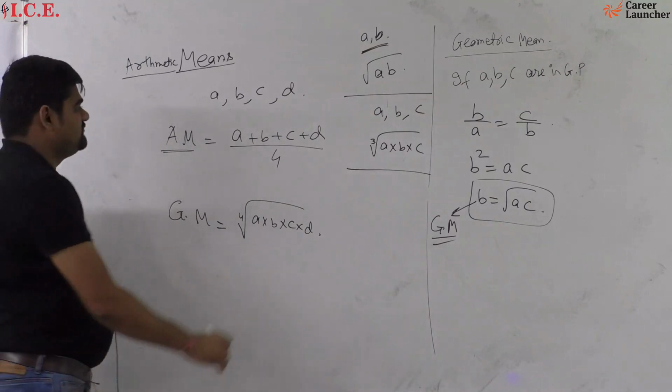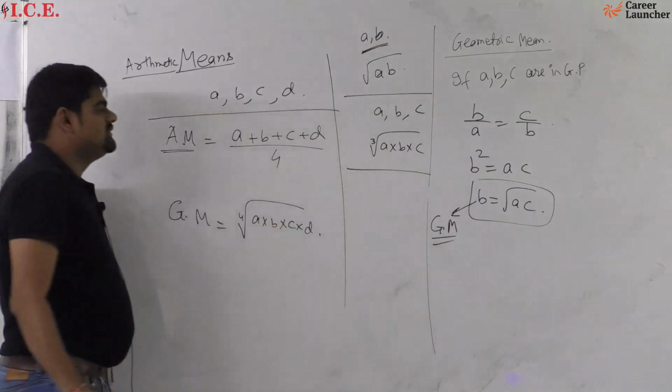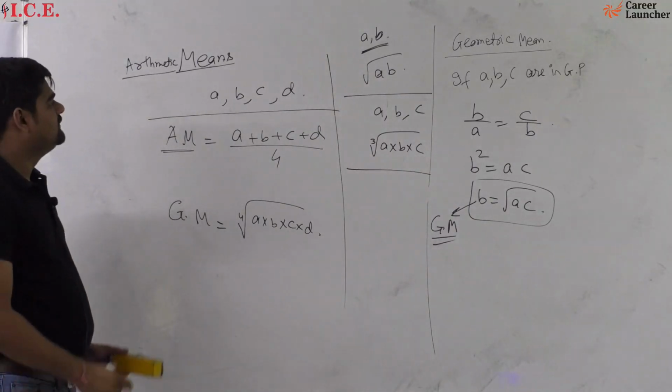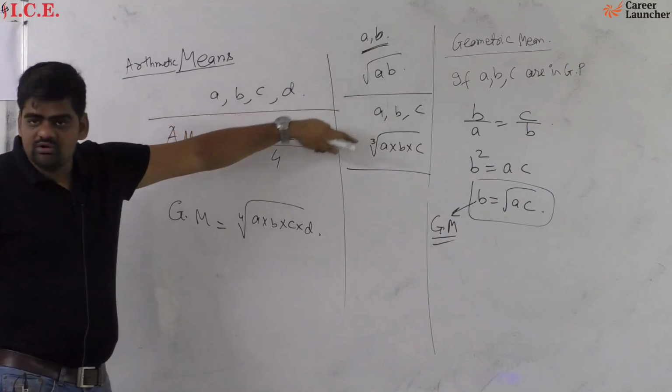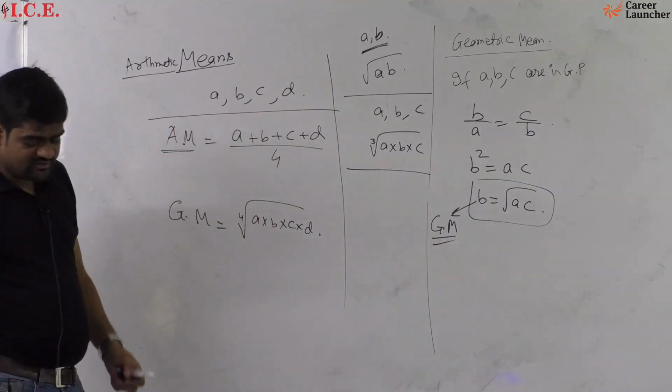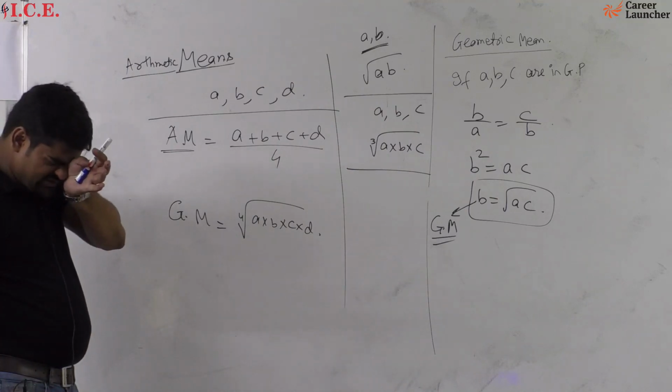Clear? Okay, so if it is not in AP or GP, then also you can find the means, right? So for 2 terms, this would have become root AB, cube root of ABC, fourth root of ABCD. Note down quickly.